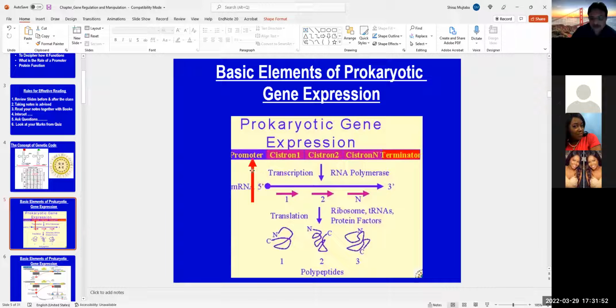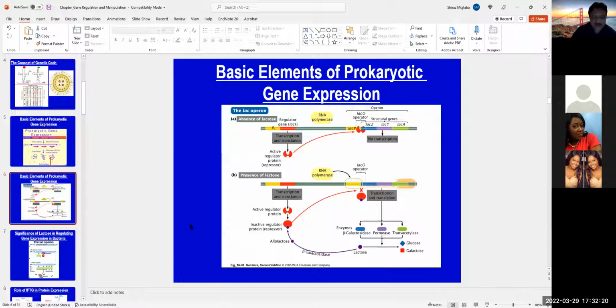So see here, there is one promoter. Promoter is a site where RNA polymerase binds. And once RNA polymerase binds, it goes through 5' to 3' and makes polycistronic RNA, and those RNAs can be made independently: cistron 1 RNA, cistron 2 RNA, cistron N RNA, and they make individual proteins. So let's look at the real biological system in bacteria. The real biological example is the lactose system, called the lac operon.